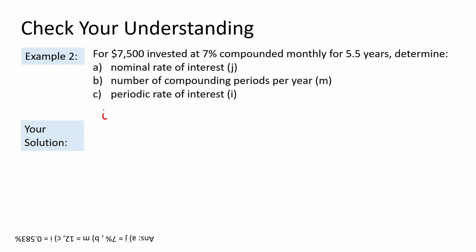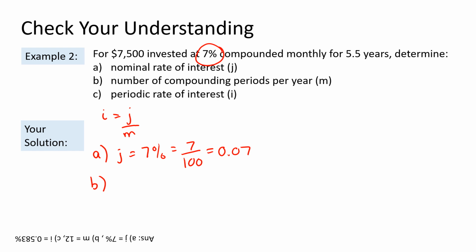So remember, we'll start with our formula. Our periodic rate of interest is equal to our nominal rate of interest, J, divided by our number of compounding periods per year, M. For part A, we're looking for J, which is the nominal rate of interest. That again is provided in our question as 7%. If you want to convert that to a decimal, it's 7 divided by 100, removing the percentage sign, which is 0.07.